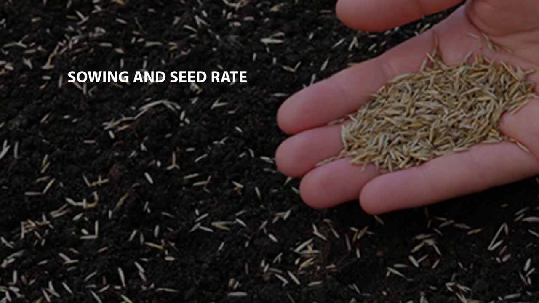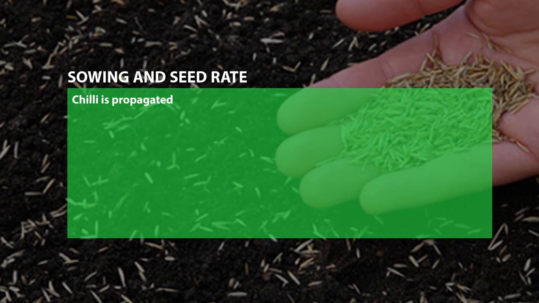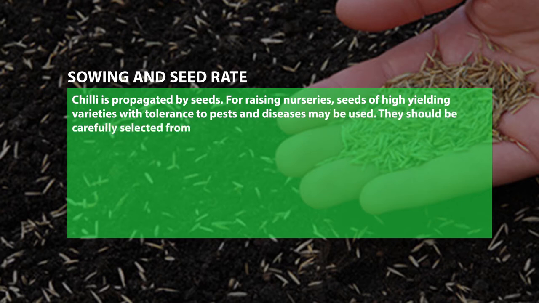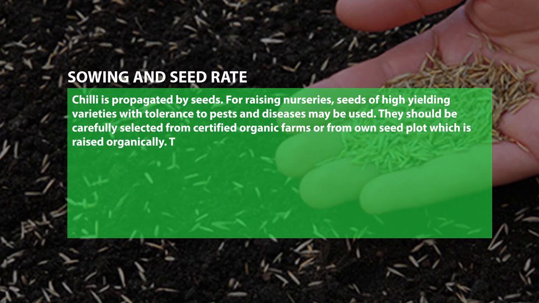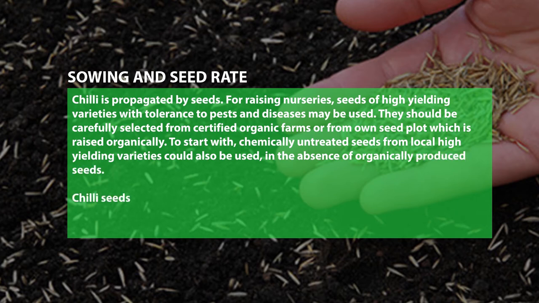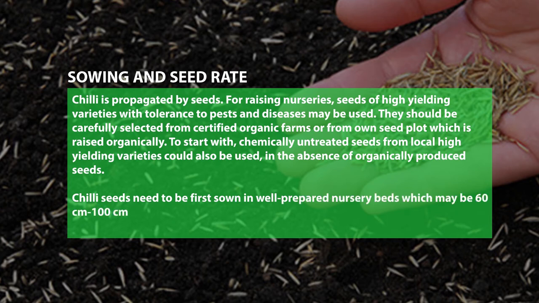Sowing and seed rates. Chilli is propagated by seeds. For raising nurseries, seeds of high yielding varieties with tolerance of pests and disease may be used. They should be carefully selected from certified organic farms or from seed plots which are raised organically. To start with, chemically untreated seeds from local high yielding varieties should be used in absence of organically produced seeds. Chilli seeds need to be first sown in a well-prepared nursery bed, which may be 60 cm to 100 cm in width with suitable and preferred length.